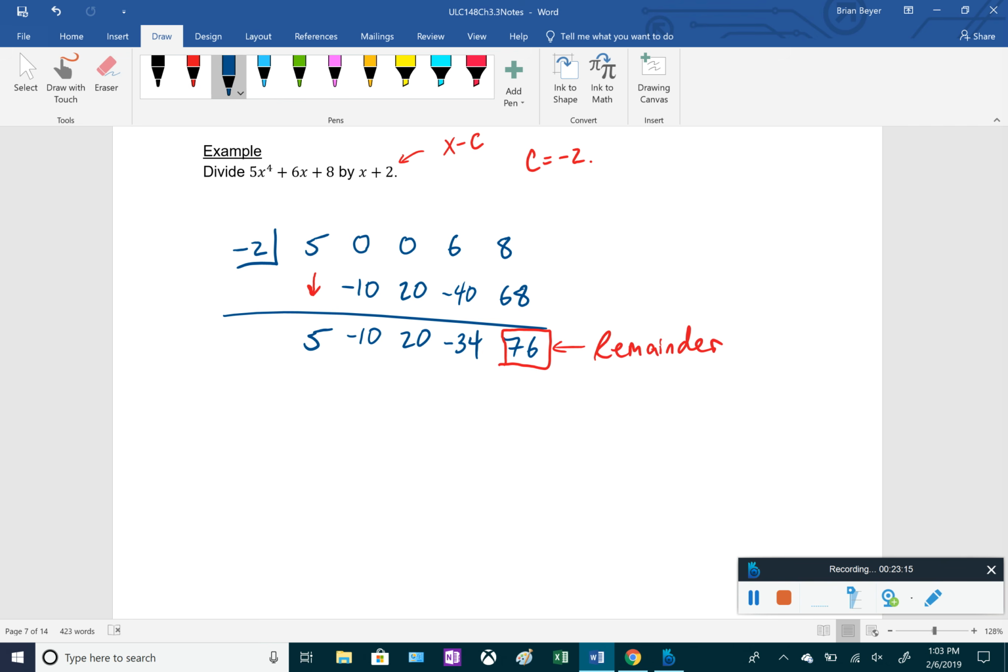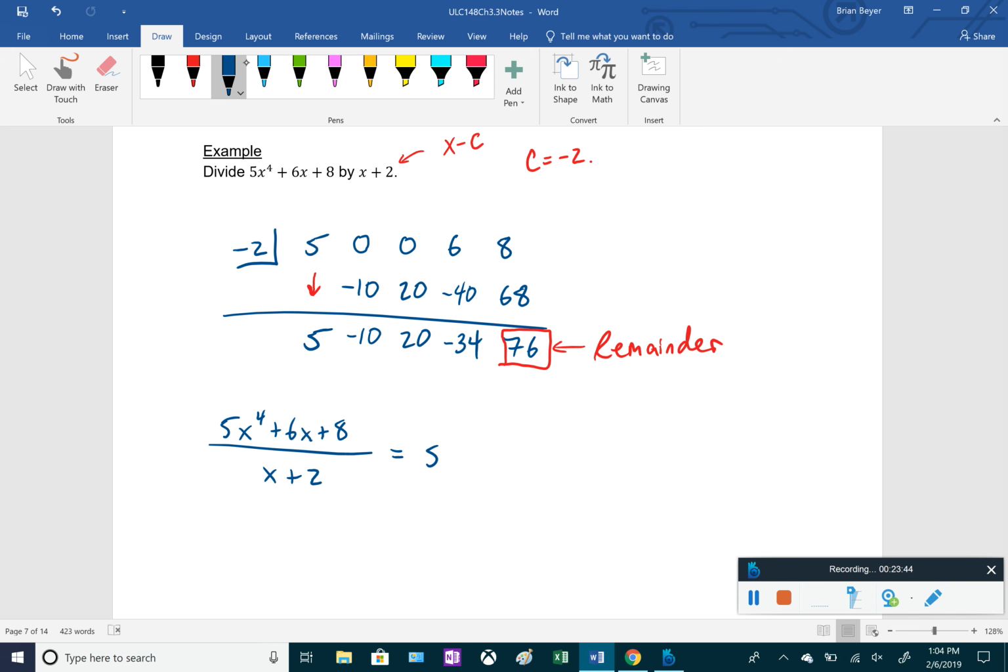Okay, and for our answer using the division algorithm, we just divided 5x^4 plus 6x plus 8 by x plus 2. That's going to equal the quotient. So our coefficients here, the 5, negative 10, 20, negative 34, they're the quotient's coefficients. We started with the dividend of degree 4. That means we're going to start our quotient with one less than that, with degree 3.